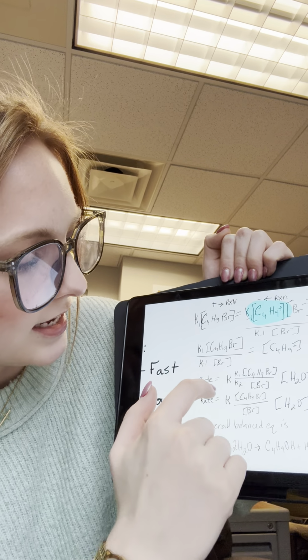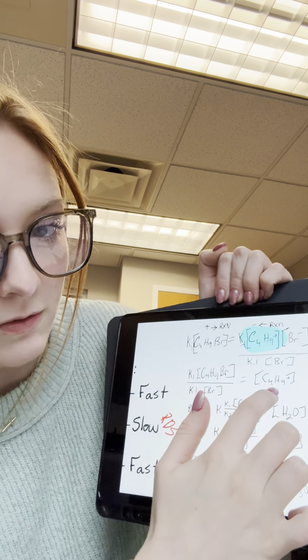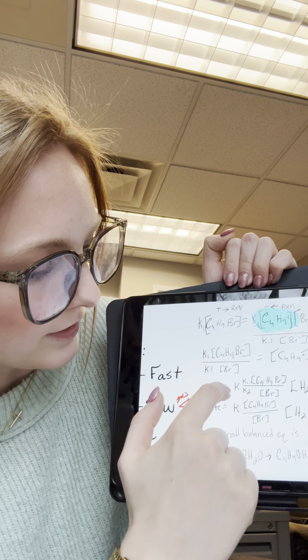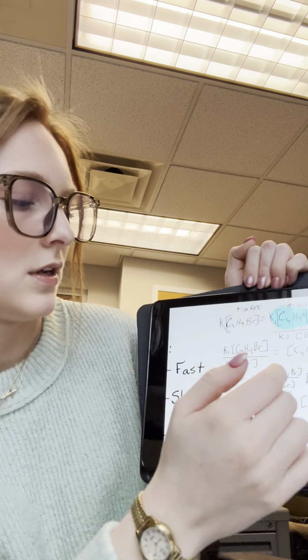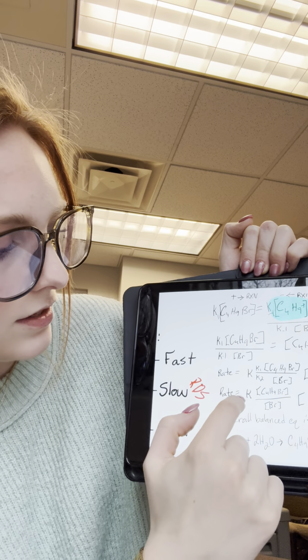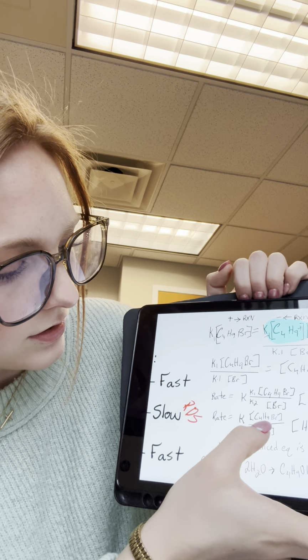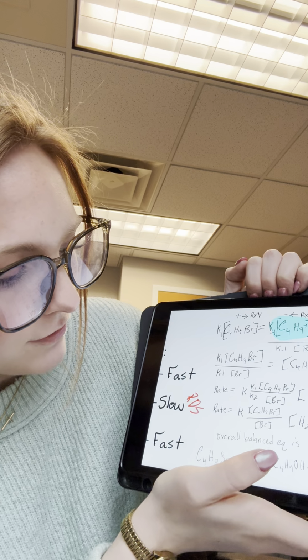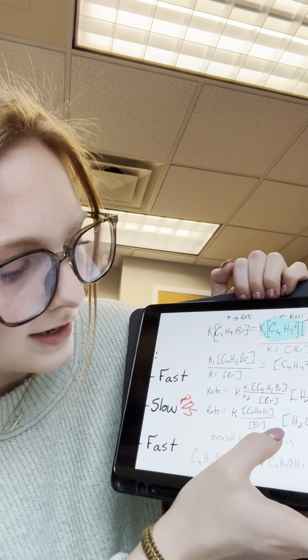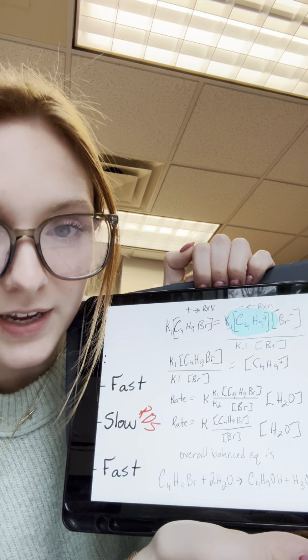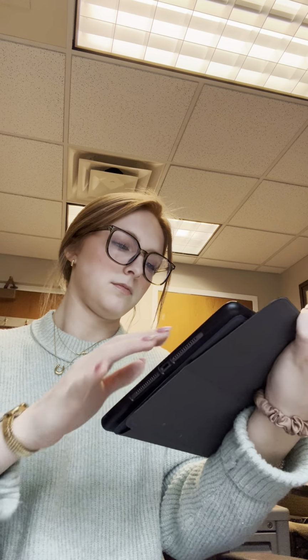So then we put this into the equation where this intermediate originally was. And again, we see we have a K, another K, and another K. K is K, it's a constant. So now we have this, rate equals K, and then the concentration of C4H9Br over the concentration of Br negative times the concentration of H2O. So that is our rate law.